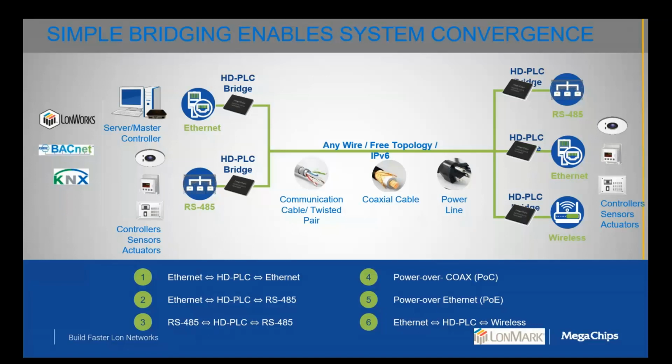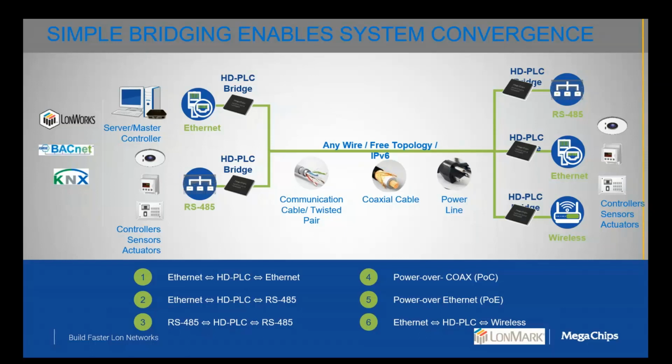The biggest advantage of HD-PLC is using the existing wiring infrastructure that's already in place. Whether it's power lines or other types of wiring, it gives you the ability to communicate through the same wires that provide power to the device. Or you can use the existing control lines that are already in place. Whether it's twisted pair, coax, or Cat5, it works on all wires.